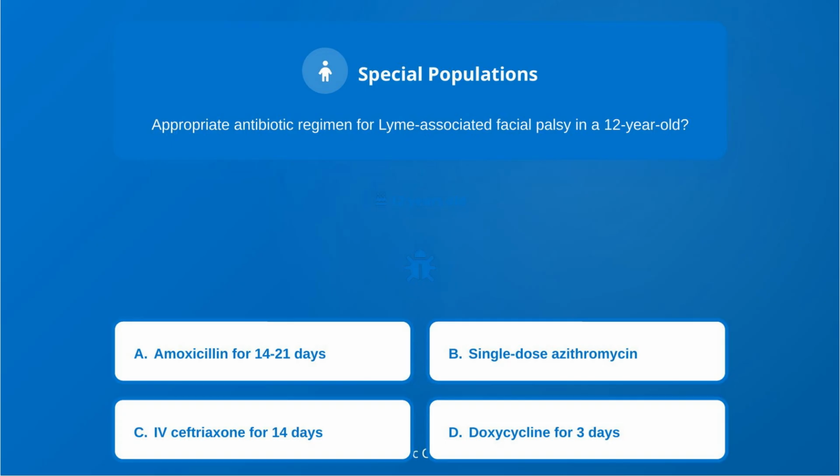What is the appropriate antibiotic regimen for Lyme disease-associated facial palsy in a 12-year-old? A. Amoxicillin for 14 to 21 days. B. Single-dose azithromycin. C. Intravenous ceftriaxone for 14 days. D. Doxycycline for 3 days. Consider the recommended treatment guidelines for Lyme disease in the pediatric population.